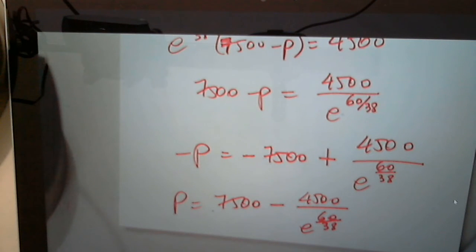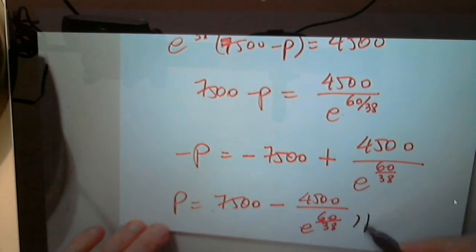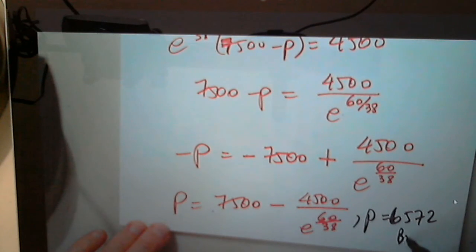6,572 birds. I can have 0.13 of a bird. So P equals 6,572 birds. That's it. Any questions?